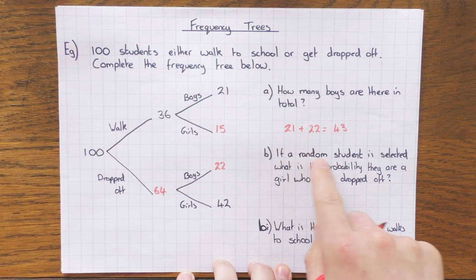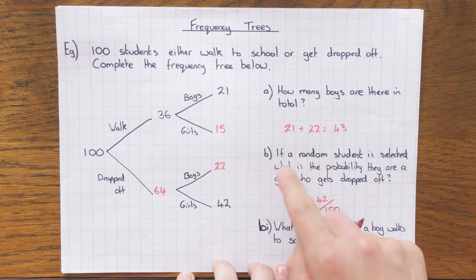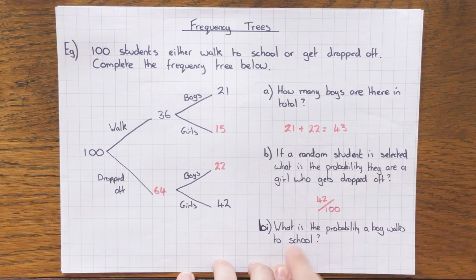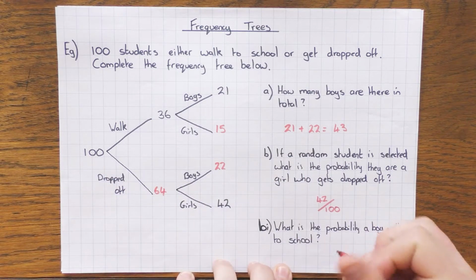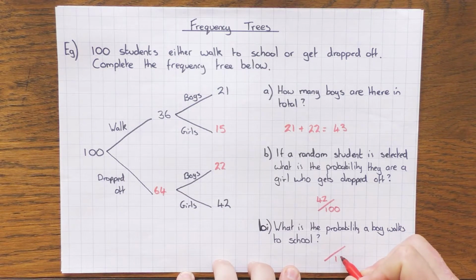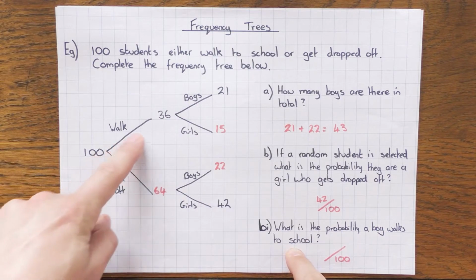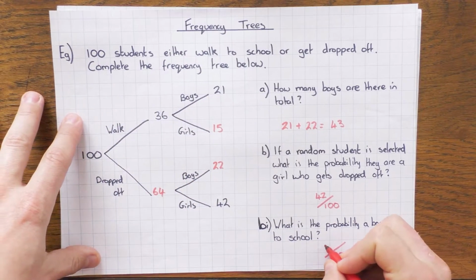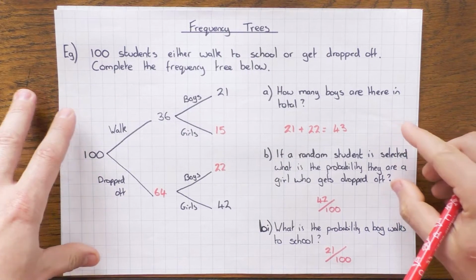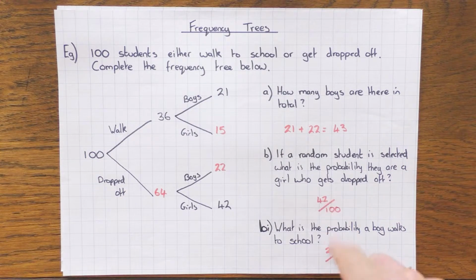So part B, sticking with it, it's just the same sort of thing. If a random student is selected, what is the probability a boy walks to school? Again, a random student is being selected, so it's going to be out of 100. And what's the probability it's a boy who walks to school? Walks to school, boys, 21. Now, in the question, they might ask you to simplify your answer if it's a fraction like so, in which case just simplify it. But usually with probability, they're quite happy for you to leave it like that. Just make sure you read the question and do what they ask.